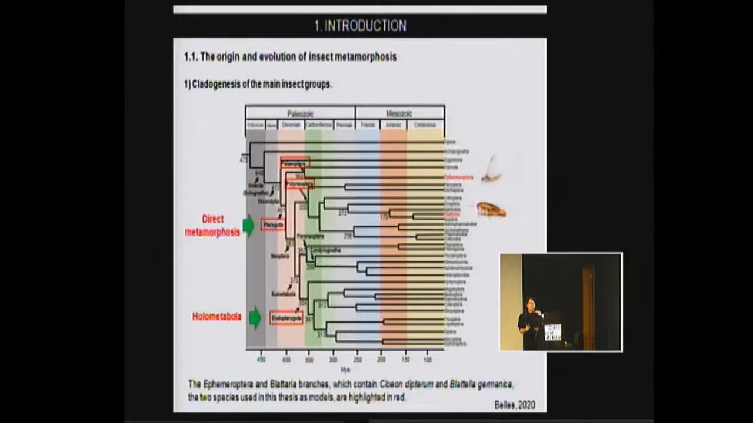Two species that I used in this study. The first one, Cloeon dipterum, is in the class of Paleoptera, and the second, Blattella germanica, is in the class of Polyneoptera. So both of them are quite primitive.